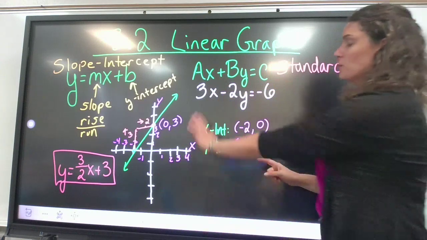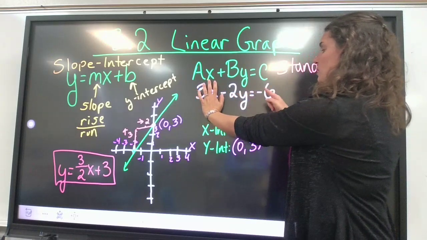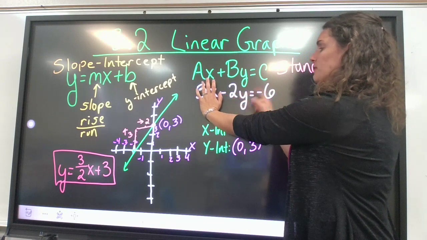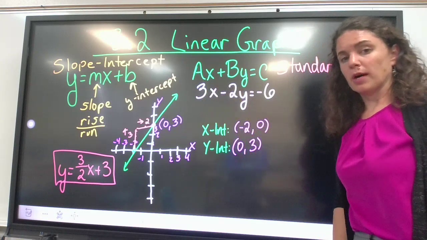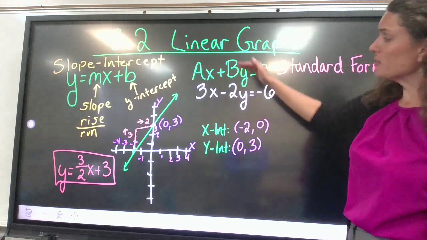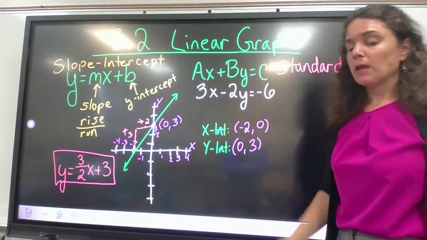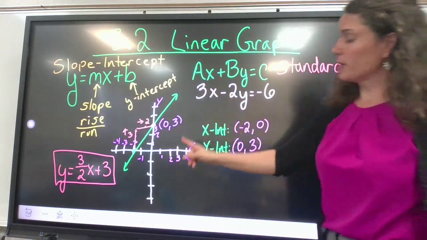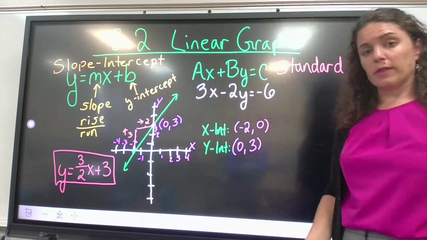For the y-intercept, we imagine covering up our x value. We have -2y equals -6. And if I divide both sides by -2, it yields me a +3 for my y. In standard form, it's very easy to find the intercepts and graph a line that way. In slope-intercept form, it's very easy to find the intercept and then continue our line with the slope.